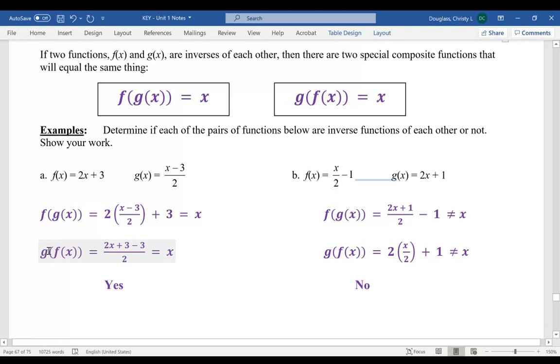Now let me test g of f of x. This means I'm taking the g function, x minus 3 over 2, and in place of x, I'm going to replace it with 2x plus 3. That also simplifies to x. Since f of g of x is equal to x, and g of f of x is equal to x, then yes, f of x and g of x are inverse functions.